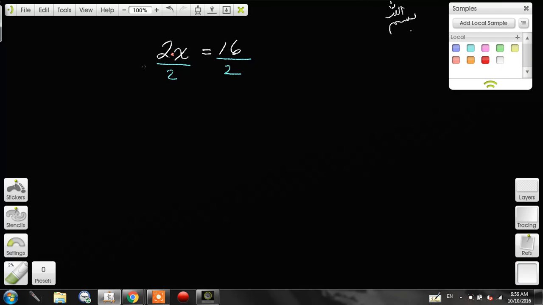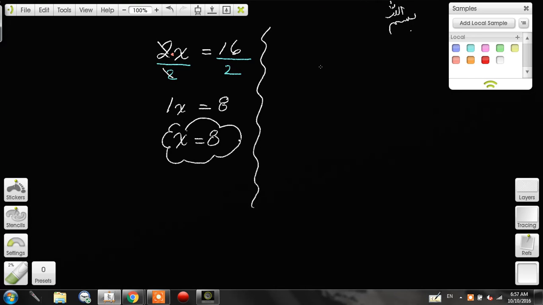Okay, then that's easy enough. 2 divided by 2 is 1x, equals 16 divided by 2 is 8. Now 1x is the same thing as x. X equals 8. Okay, so in other words, if you substitute 8 over here, 2 times 8 is 16. That will make this a true statement. That was easy enough. I'll give you another one.